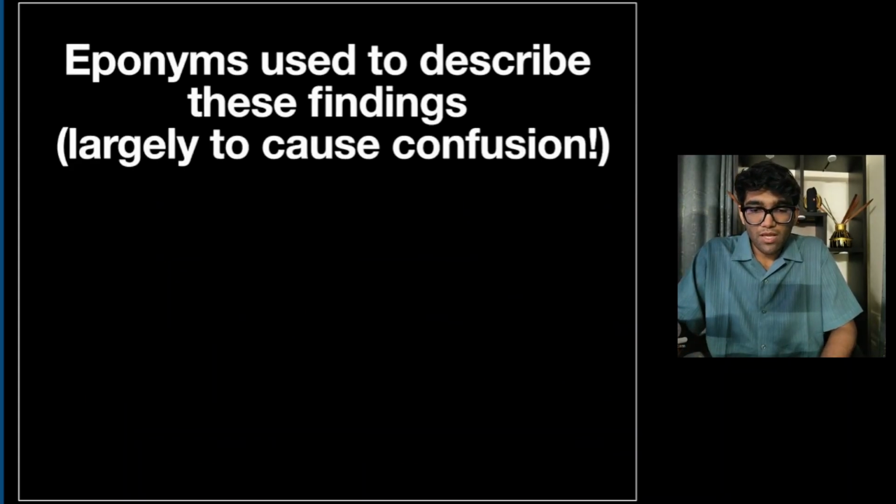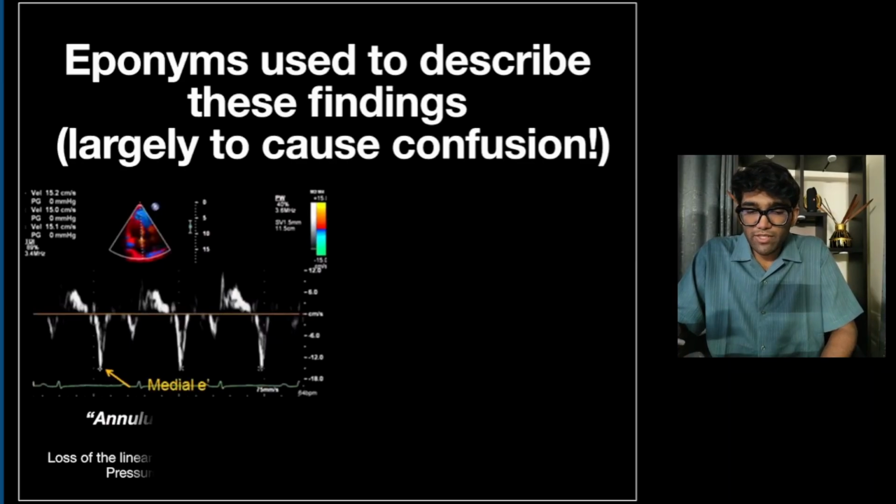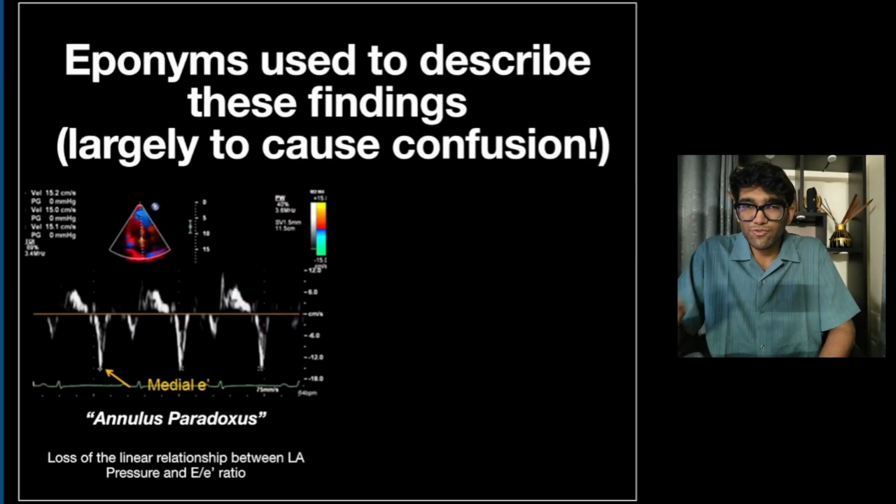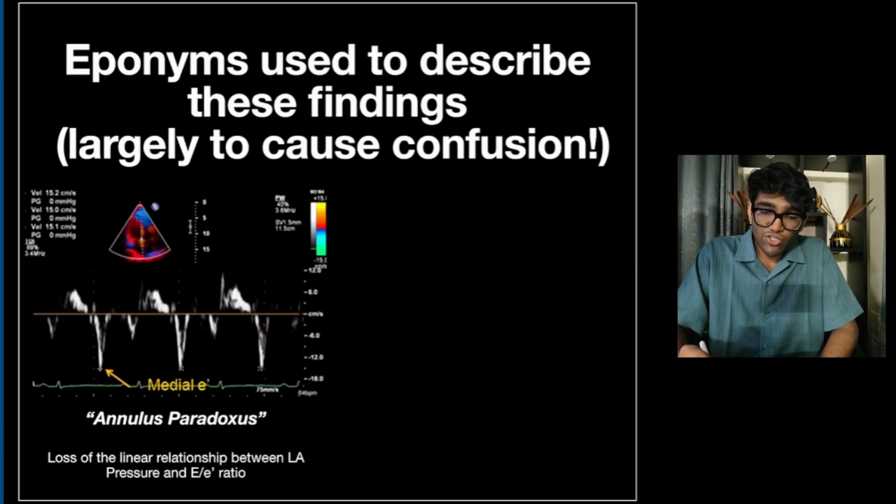Okay, now there are two eponyms that have been used to describe these findings, and they cause a lot of confusion. One is what we call annulus paradoxus. So this is basically, as I've discussed in our previous discussion, the capital E by E prime velocity ratio is directly proportional to the left atrial pressure. But because here the medial E prime velocity is being exaggerated, even though the left atrial pressure is elevated, the ratio of E by E prime changes.